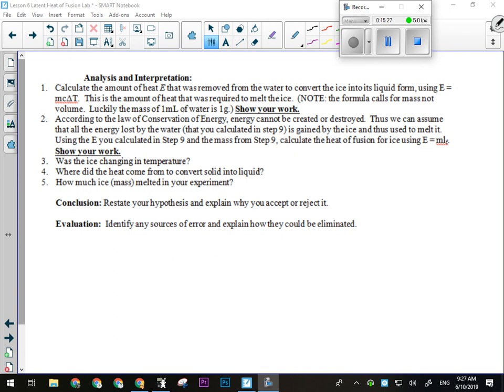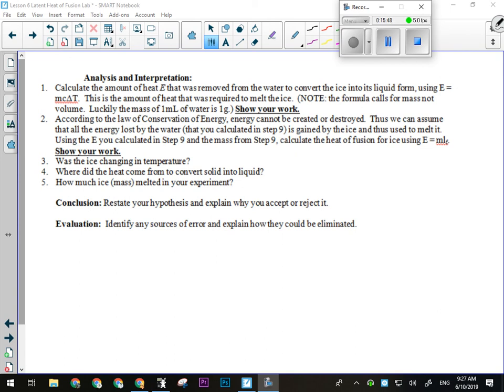So just looking at the other analysis questions, we've kind of talked about these already. We did number 2 already. Was the ice changing in temperature? We answered that. We said, no, the ice isn't changing in temperature. Now, on the heating curve of water, it always says you have to heat the ice to melting and then it melts, except that ice had been sitting out in the sink already.